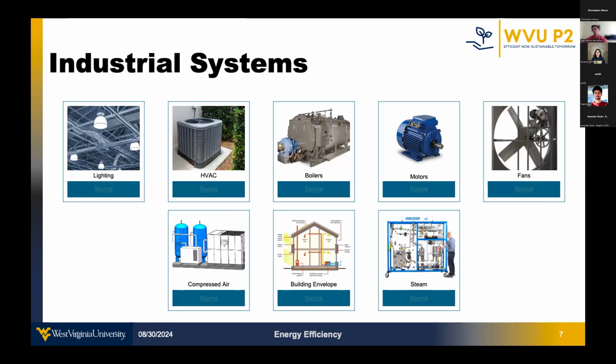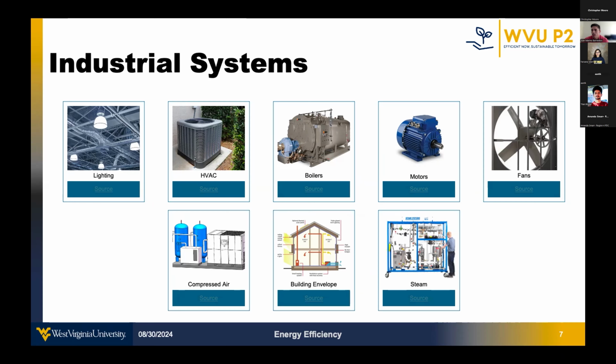working environments. These systems manage temperature, air quality, and humidity, all of which are crucial for energy efficiency, and optimizing them can lead to substantial reductions in energy use. Then boilers. Boilers are essential for generating steam or hot water, which is used for various processes. The efficiency of these systems directly impacts our overall energy consumption, making them a critical component for energy savings.